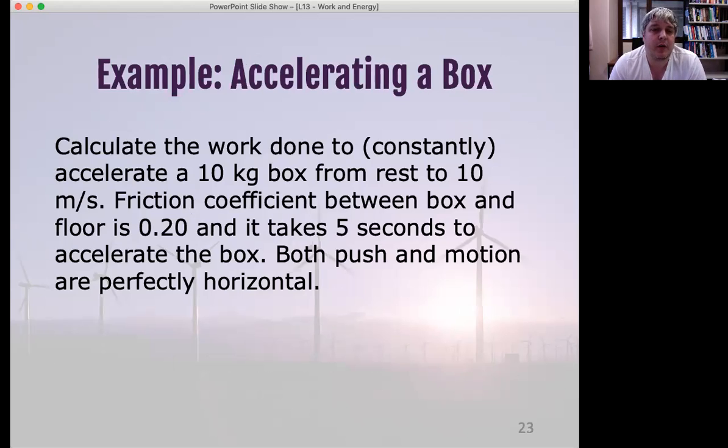We have a 10 kg box. We want to accelerate it from rest to 10 meters per second. The friction coefficient is 0.2, and it takes 5 seconds to do this acceleration. Both the push and the motion are perfectly horizontal. So you are pushing a box that is perfectly horizontal, the motion is perfectly horizontal, and you accelerate it up to 10 meters per second in 5 seconds.